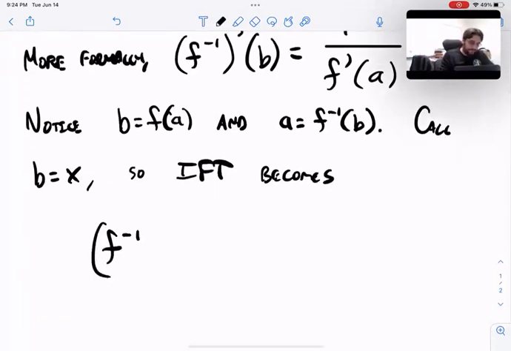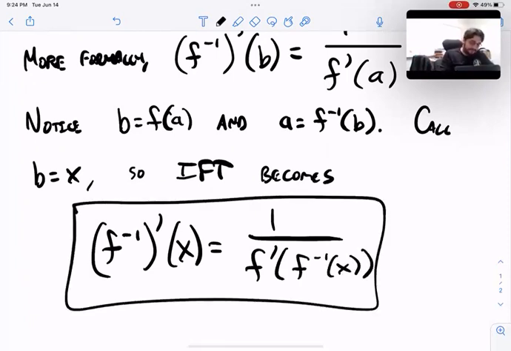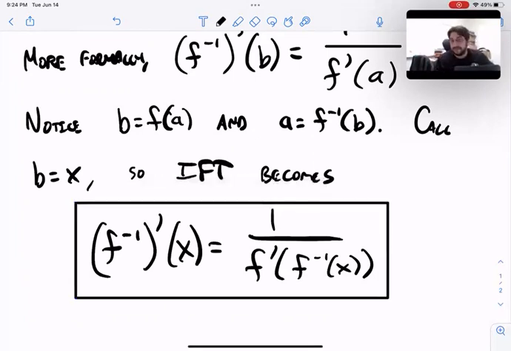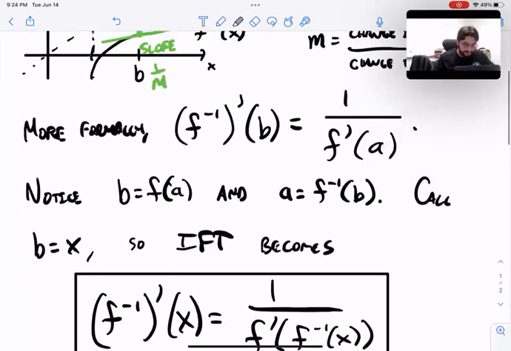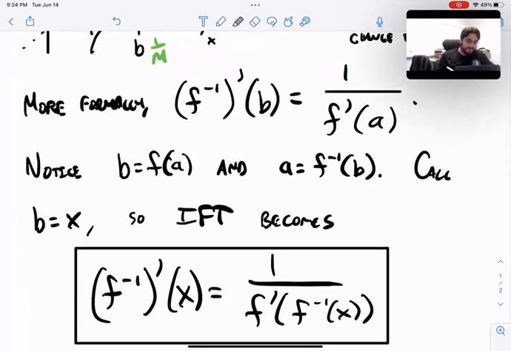You get F inverse prime of X equals 1 over F prime of F inverse of X. And this is probably the most common way that the inverse function theorem gets stated, right? So what did I do there? I was just saying we already had this statement up here of the inverse function theorem, but I took B and I replaced it by X, right? I took A and I replaced it by F inverse of X.